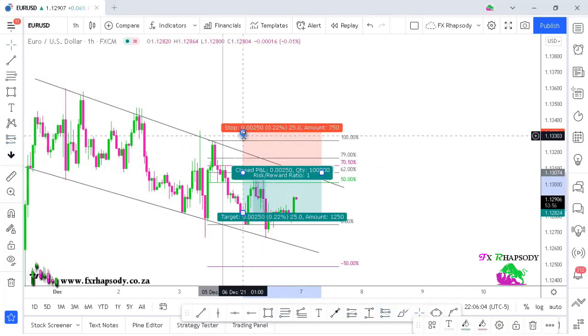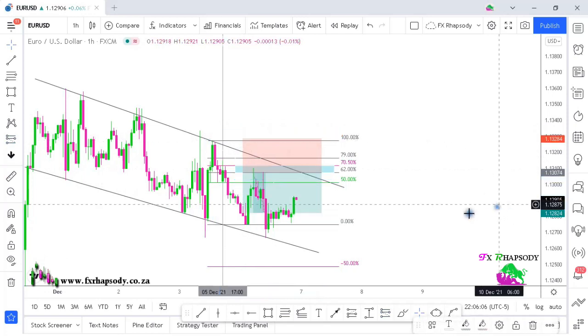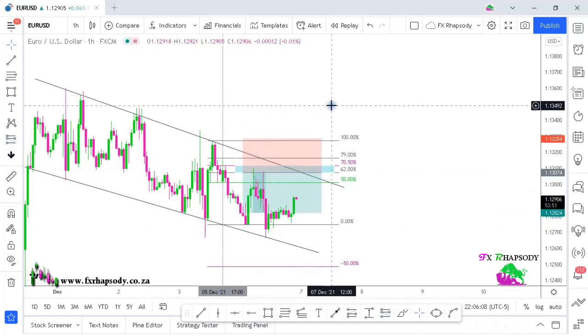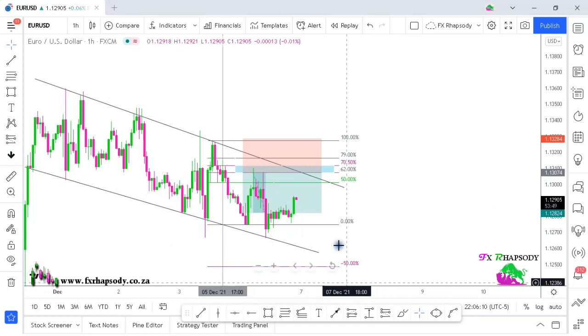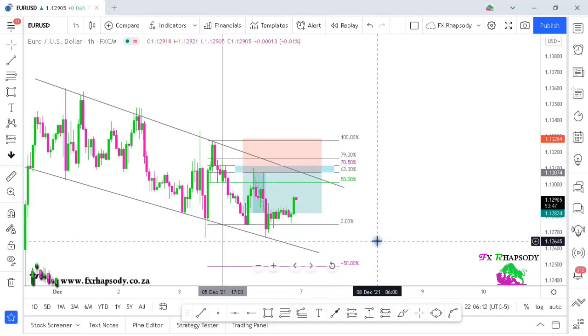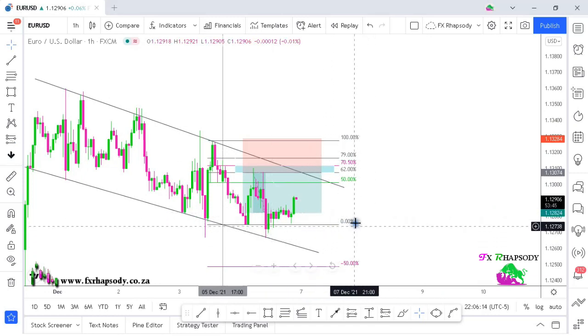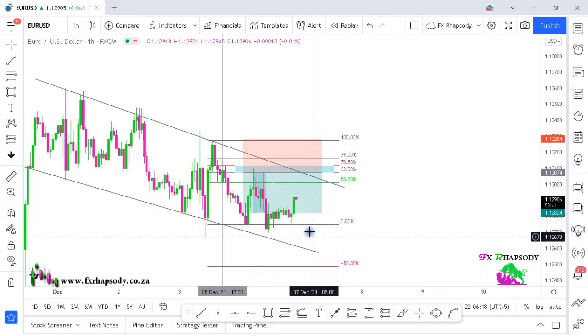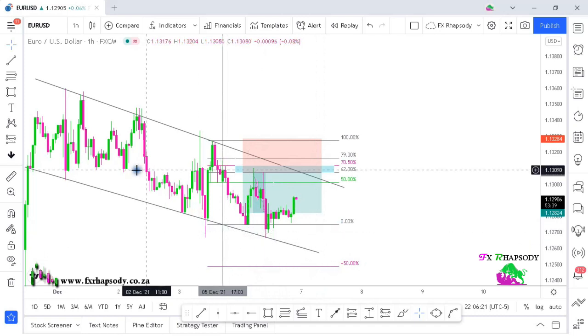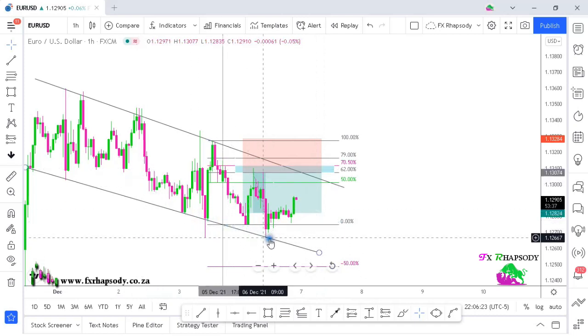Basically, what I do is I put my stop loss above the 100 and my take profit, like we all know, this is my area. First take profit is the 0%, second is the minus 50, and so forth. But I was keeping an eye on this trend line, as you can see.